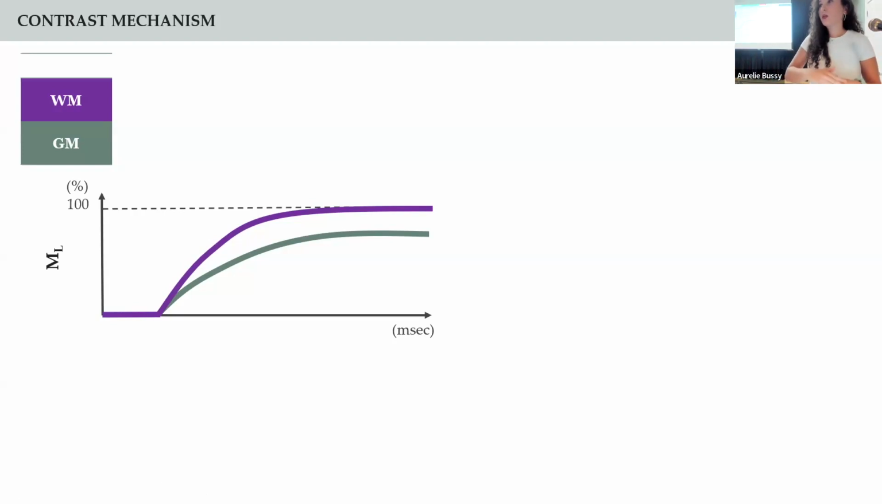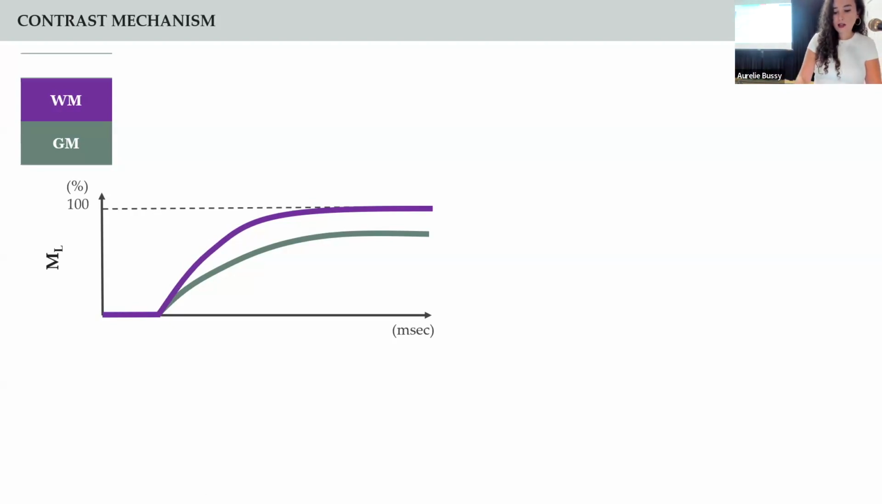Just because of this property, which is intrinsic to the tissue, we can make contrast. If the relaxation rate was exactly the same for any kind of tissue, we would have nothing. We could not see anything. So because of this, we can try to define a time at which we have the biggest contrast between gray and white.